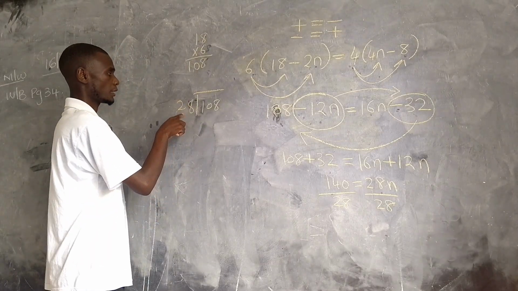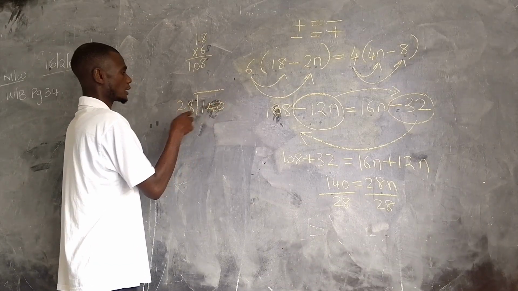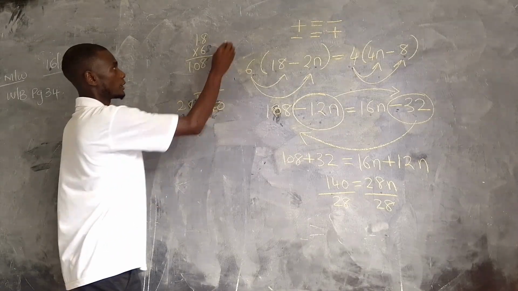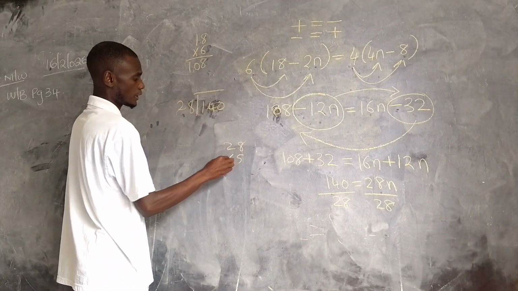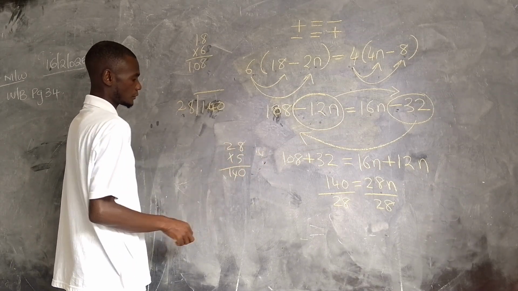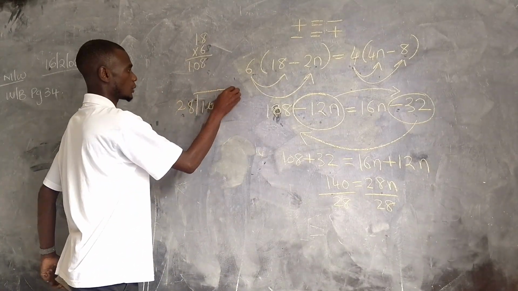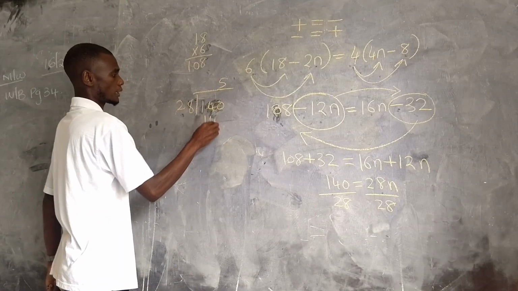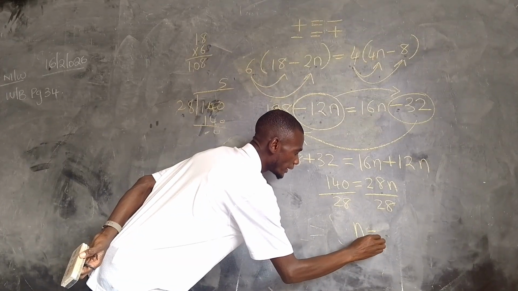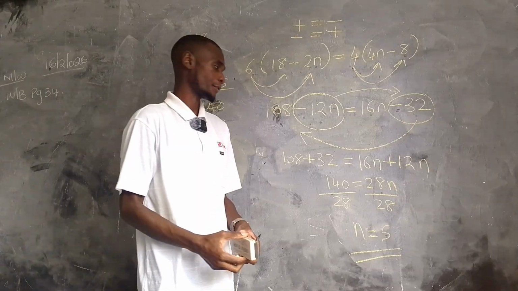28 goes into 140, how many times? Is it 5 times? Let us try. 28 times 5, that is 40, carry 4, 10 plus 4, 14. Very good. So that is 5 times. So 28 will go into 140 five times, which is 140. So that means 1n is equal to 5. 1n is equal to 5.